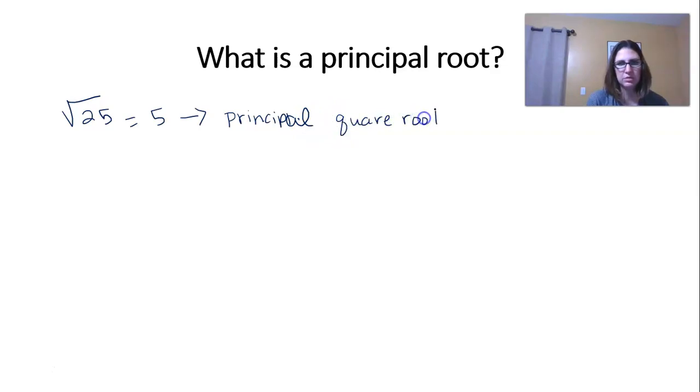Square root. You guys know that. If I say, what's the square root of 25? You guys say 5, right? It's the principal square root.